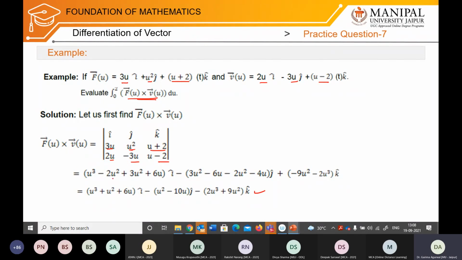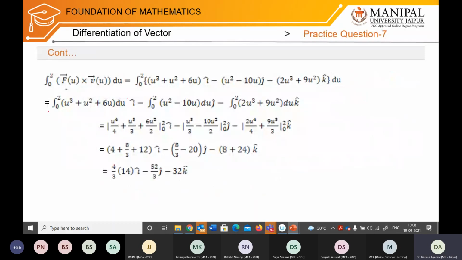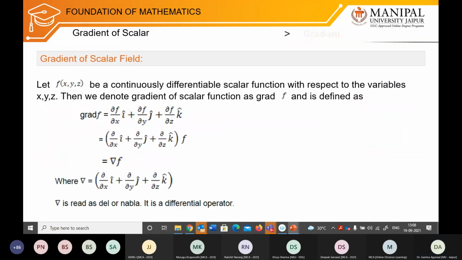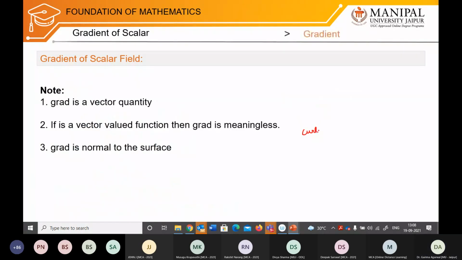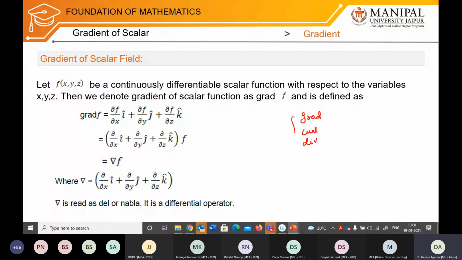Then we need to find the integration of this term. Just find the integration of each and every term, term of I cap, j cap and k cap, and then apply the limit 0 to 2, that is upper limit minus lower limit. Now we have three terms, that is gradient, curl and divergence. Now we'll discuss these three terms.